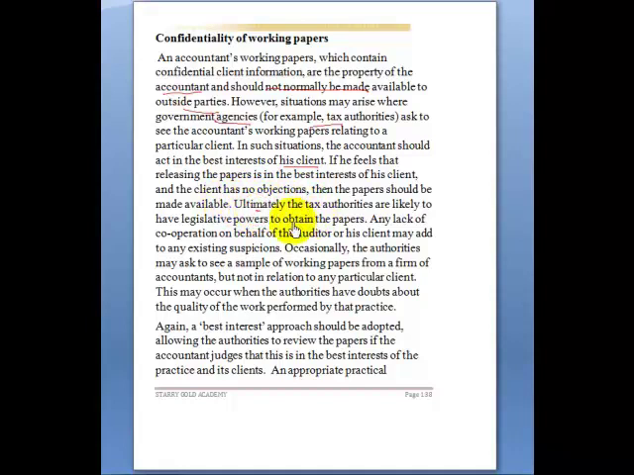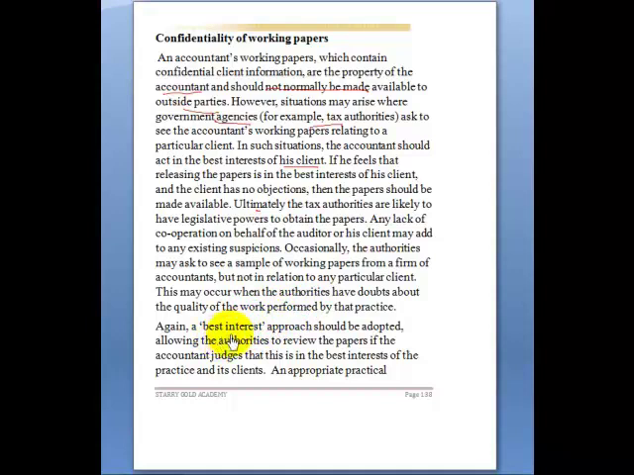Ultimately, tax authorities are likely to have legislative power to obtain the papers. Any lack of cooperation on behalf of the auditor or his client may add to any existing suspicions. Occasionally, the authorities may ask to see sample working papers from a firm of accountants, but not in relation to any particular client. Maybe they just want to know the quality control system in that auditing firm. This may occur where the authorities have doubts about the quality of work performed by that practice.